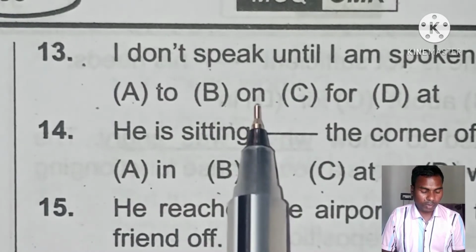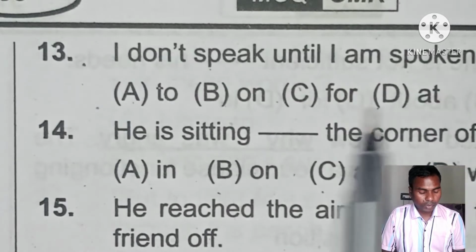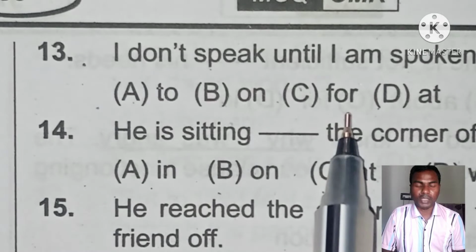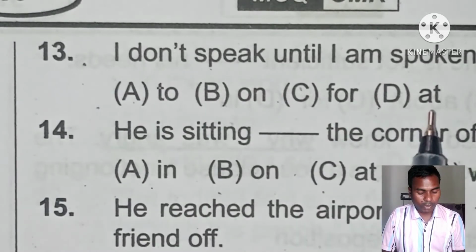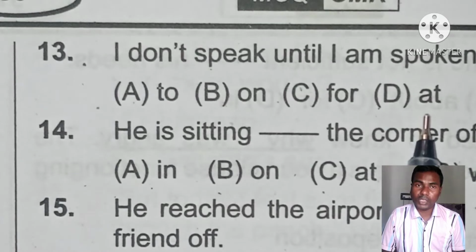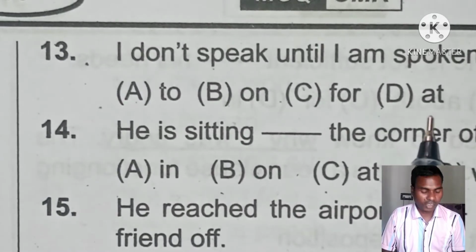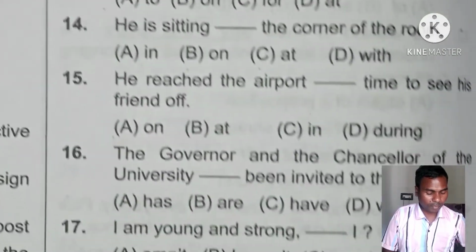On, no, it will give you continuous form. Therefore, to: I am spoken to. On and for will be invalid. You don't have any sense to use them. At and to, if it is in negative form, then you can use it. He spoke at me. If someone is very angry or looking at you angrily, you can use it. So 2 is your answer. That is number 8.